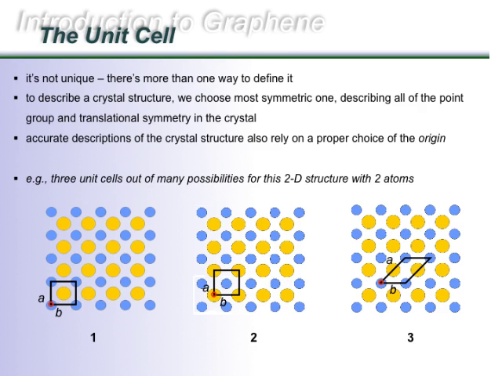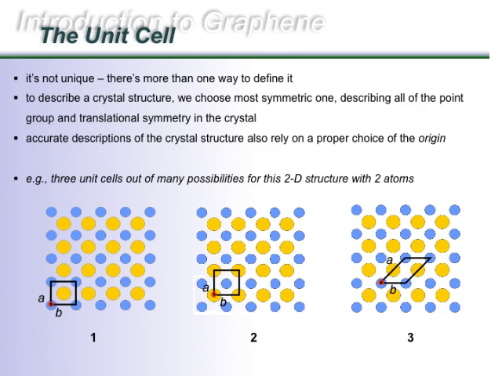Remember that it's not unique. There's more than one way to define it. To describe a crystal structure, we choose the most symmetric unit cell possible. That way we describe all of the group and translational symmetry in the crystal. Also, accurate descriptions of the crystal structure rely on a proper choice of the origin.